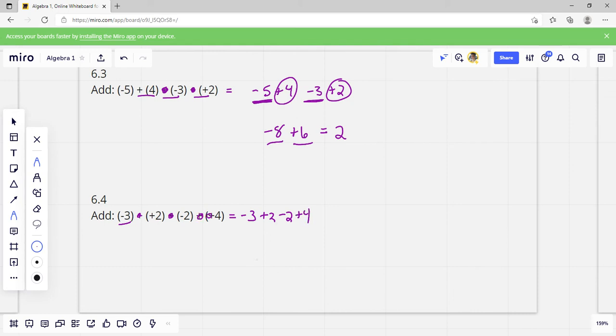I'm going to find all my negatives. Negative 3, negative 2. I owe $3. I borrowed 2 more. Now I owe 5. Then my positive, plus 2, plus 4. 4 plus 2 is 6. And if I just write it like that, 6 minus 5, the answer is going to be 1.